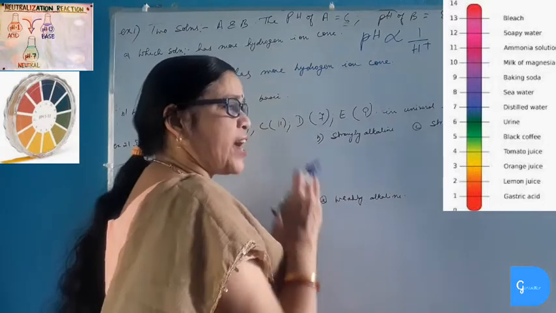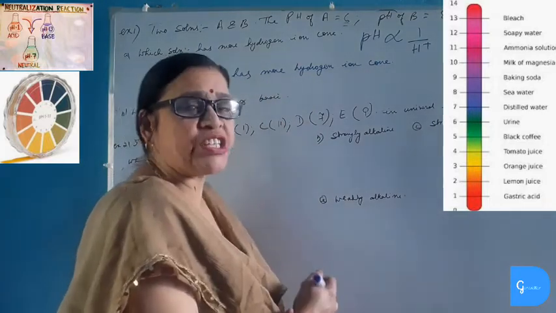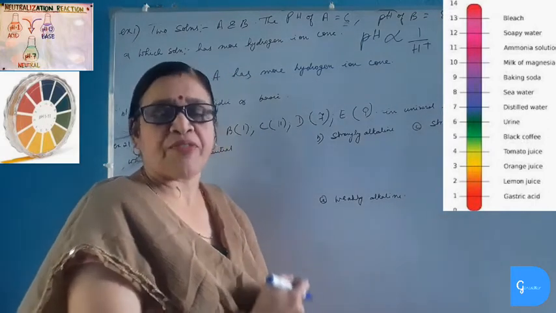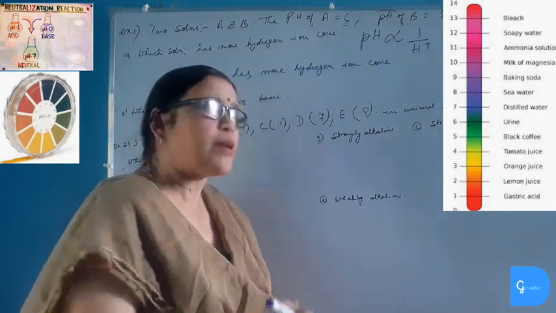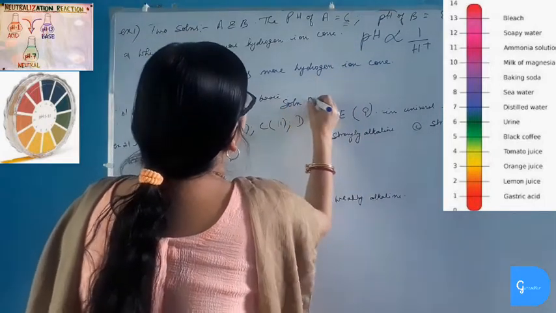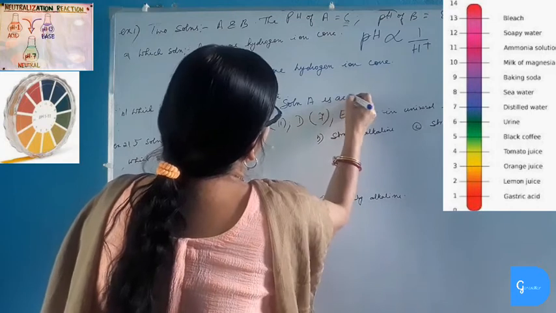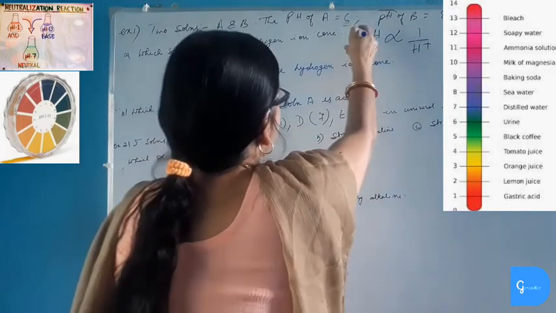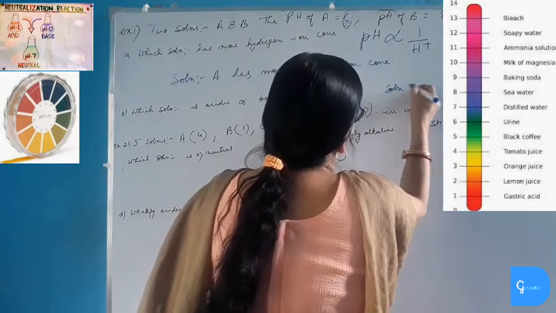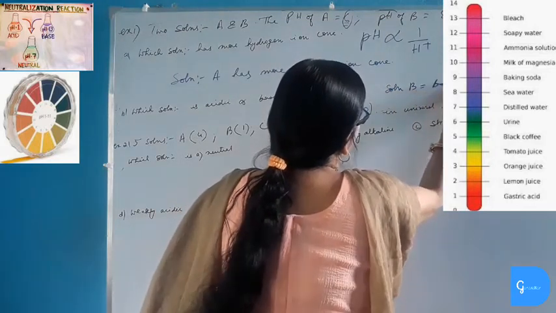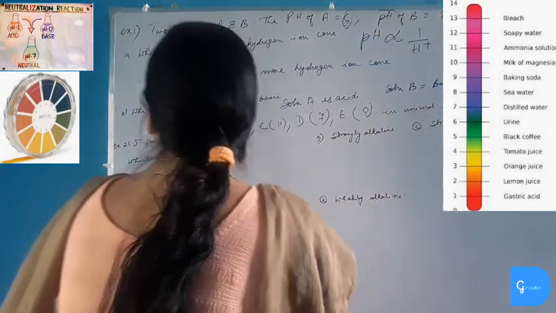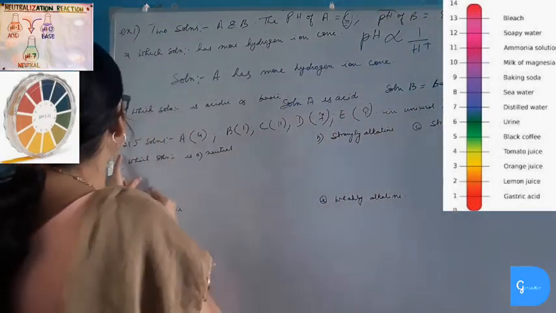We know that if the solution is having pH value less than 7, then it is acidic, and the solutions having pH value more than 7 is basic. So solution A is acidic because it is having pH value less than 7, and solution B is basic because B is having pH value more than 7.